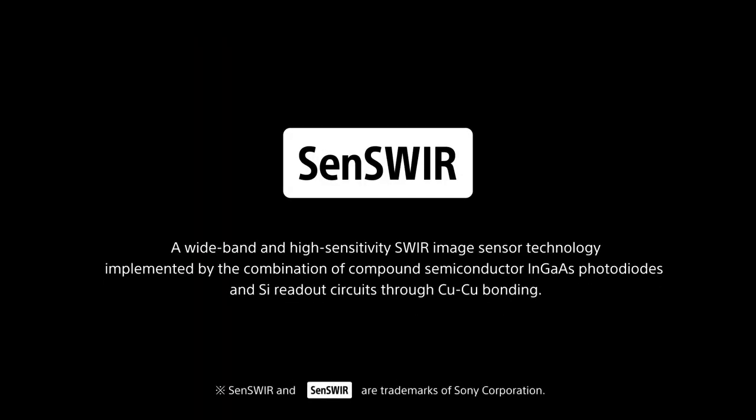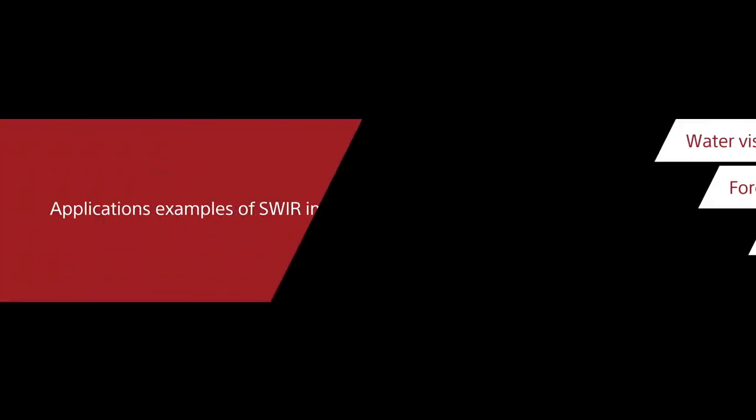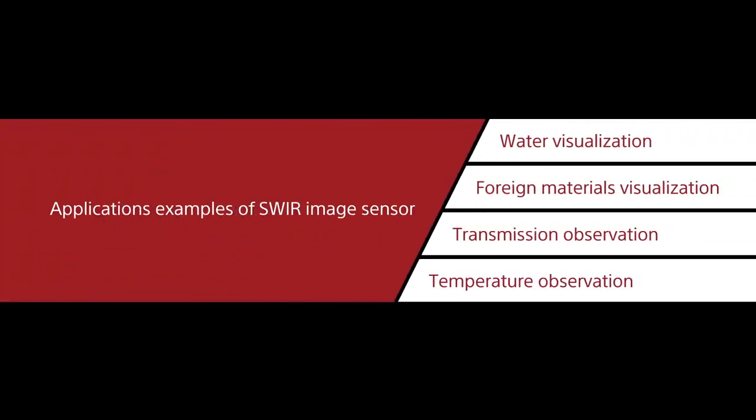By applying Sony's original technology, Sony's SWIR image sensors are able to capture both visible and short wavelength infrared bands. Let's look at some applications of SWIR imaging.